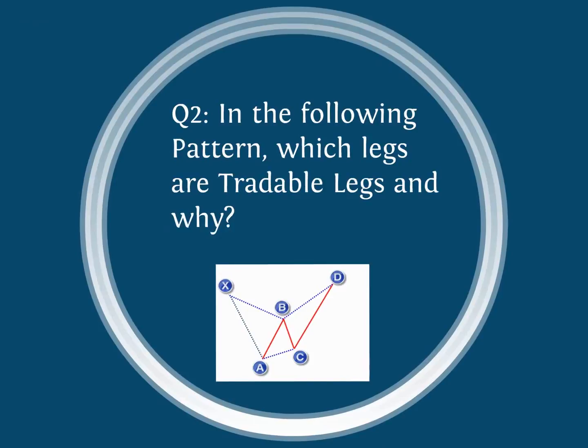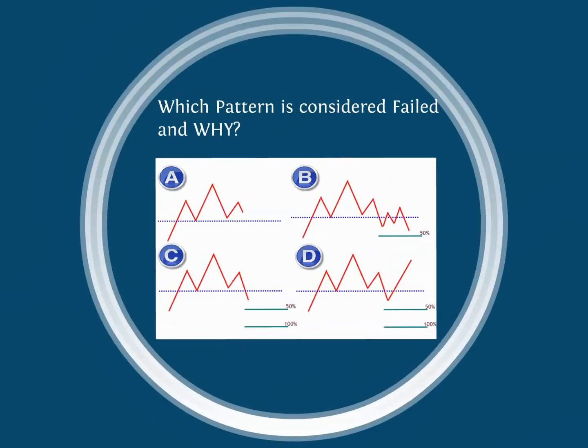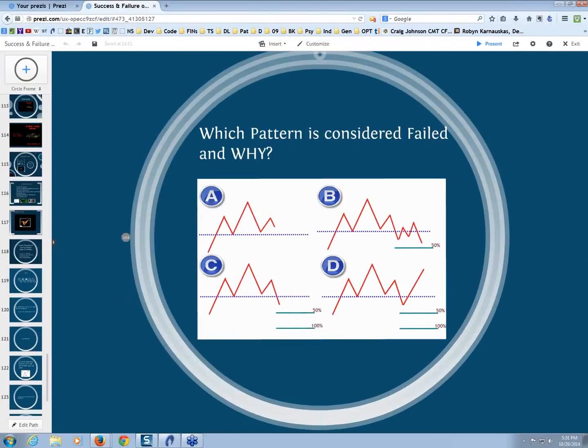Okay, question 3: which pattern is considered failed and why? There are 4 different head and shoulder patterns here. I want you guys to tell me which pattern, and then tell me why it is actually a failed pattern. So you're looking not just for the letter, but also for an explanation as to why. Yes, because I see a lot of people just typing the letters.